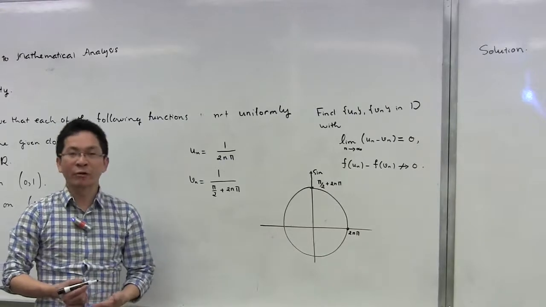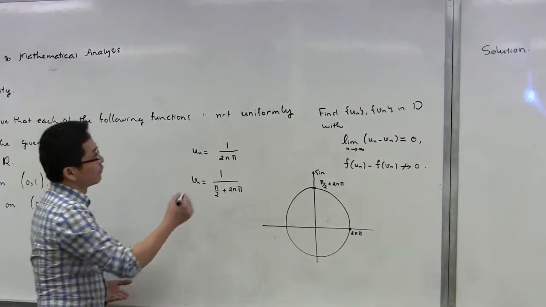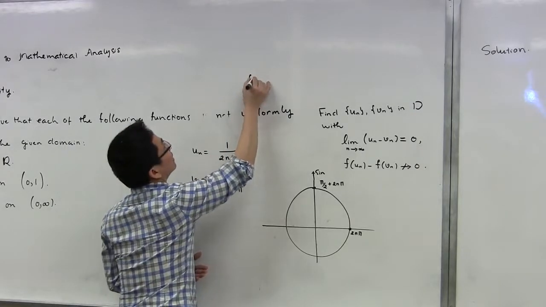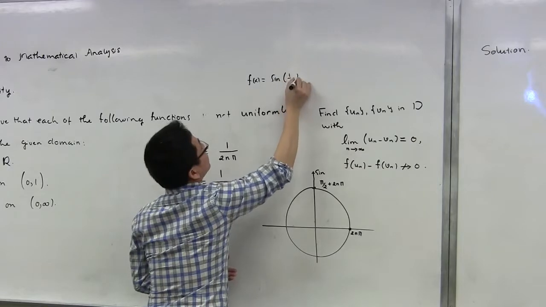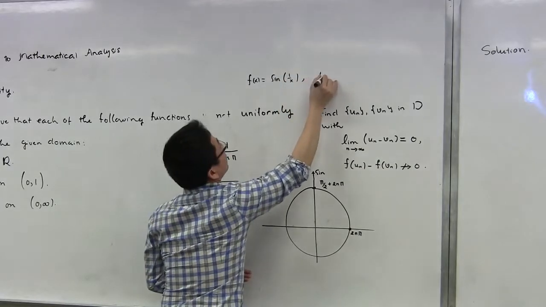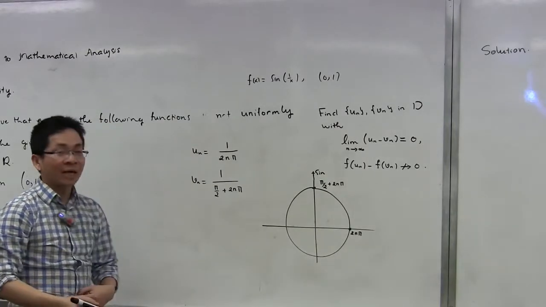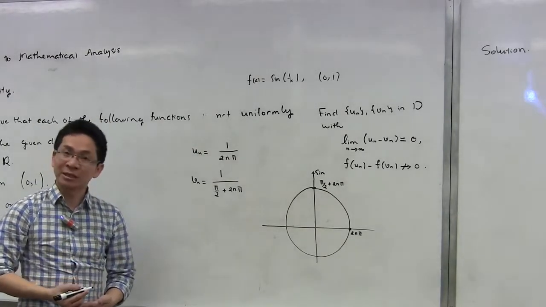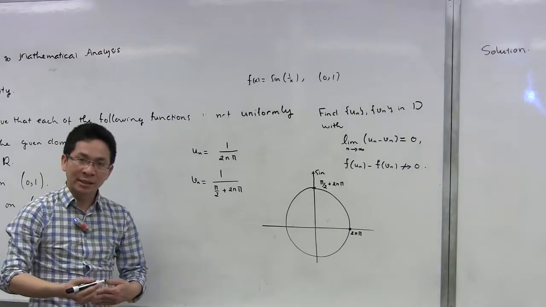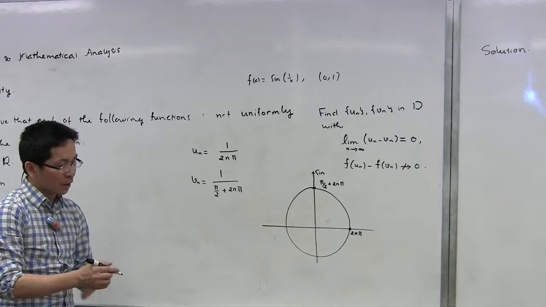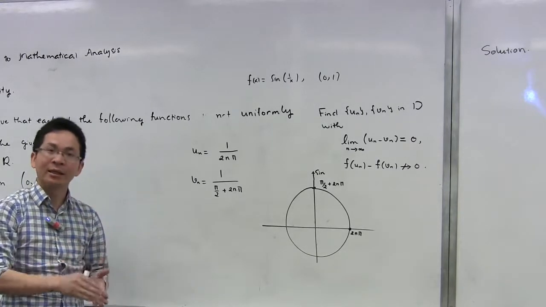Now, let us focus on the second problem. We are going to show that the function given by f of x equals sine of 1 over x is not uniformly continuous on the interval (0, 1). It is a good idea to look at the graph of the function, and we realize that the graph changes a lot when x is near 0.